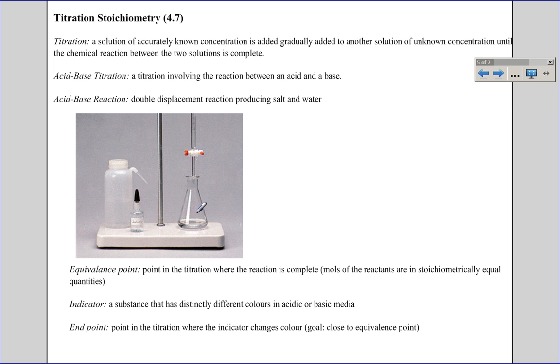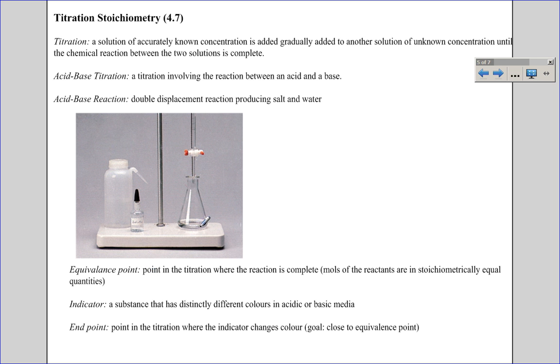We're going to use an acid-base indicator in order to help us to know when the substances have perfectly reacted. The point at which they've perfectly reacted, so the moles of the reactants are in stoichiometrically equal amounts, is called the equivalence point of our titration. And the indicator, as you've seen before using phenolphthalein, is a substance that changes colors in acids and bases. So we're going to use it to help us to identify when a solution has changed from being acid to base.